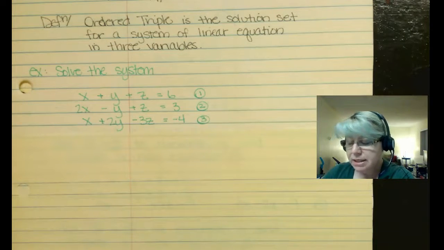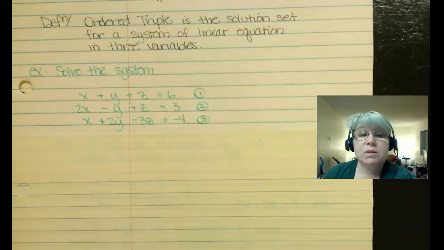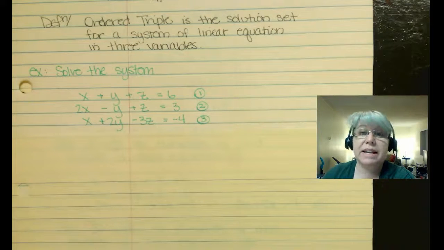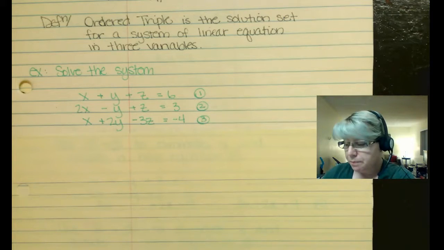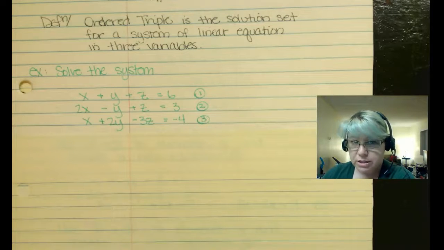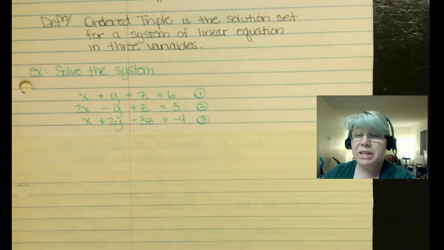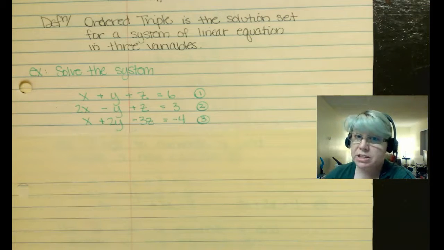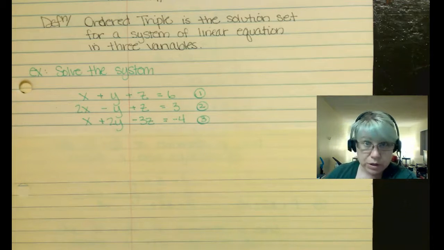x plus y plus z equals 6, 2x minus y plus z equals 3, and x plus 2y minus 3z equals negative 4. Now the trick of this is, we have 3 equations, 3 unknowns. That's a good start. When we had 2 variables, we needed at least 2 equations to solve for the solution set. With 3 unknowns, we need 3 equations. We have that. Now what do we do with it?